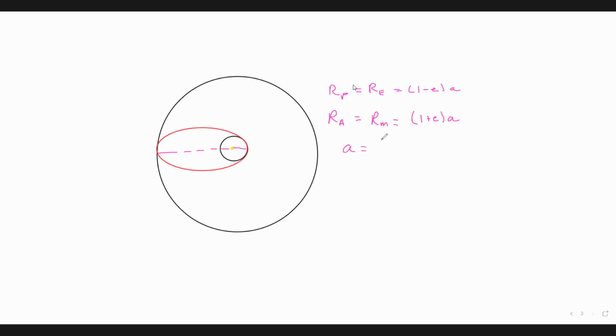a is equal to (Rm plus Re) over 2. So the semi-major axis is always the average of the aphelion and perihelion distances. And e can be calculated from either of these two equations. Let's say e is equal to 1 minus Re over a. I think that's right. Yes. Okay, so now you know everything.